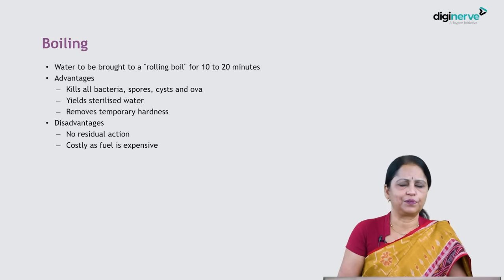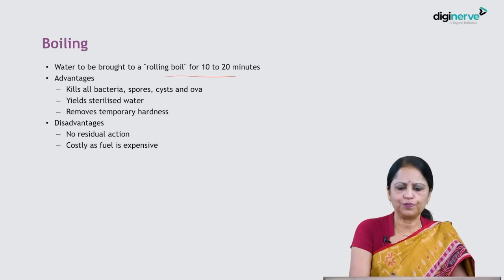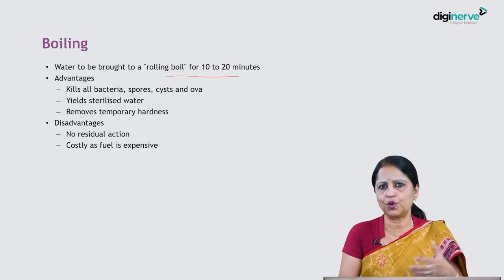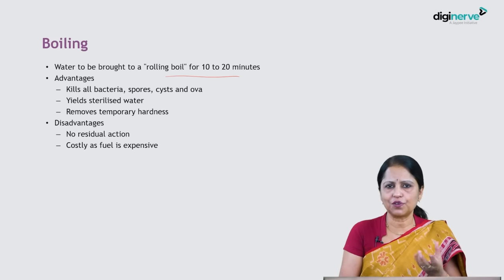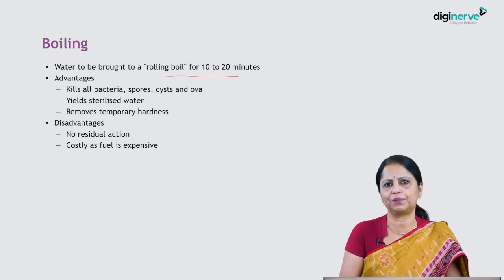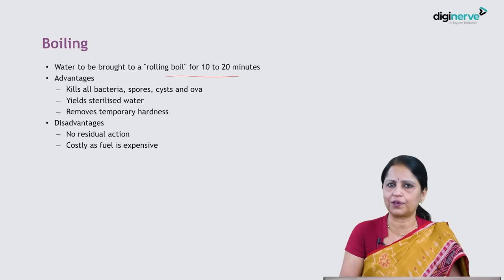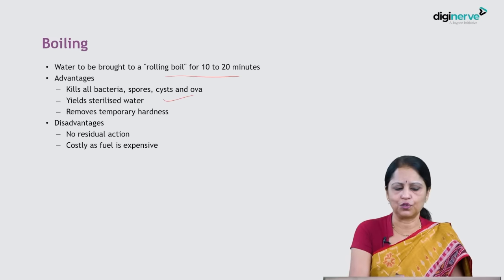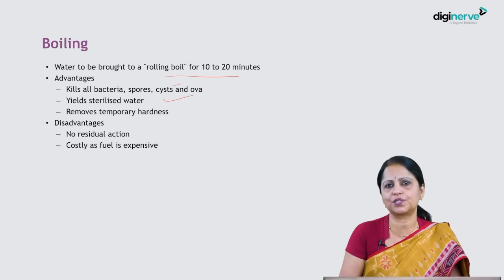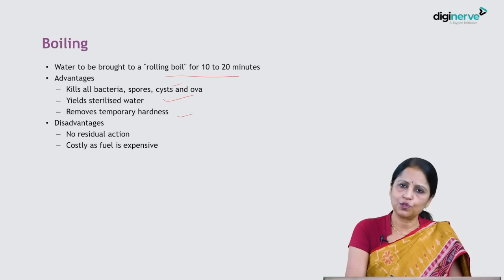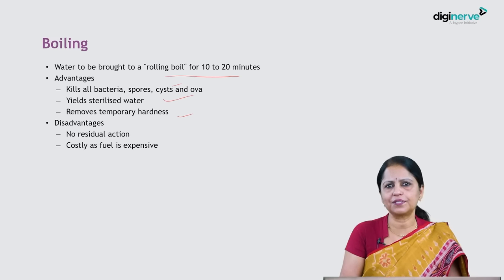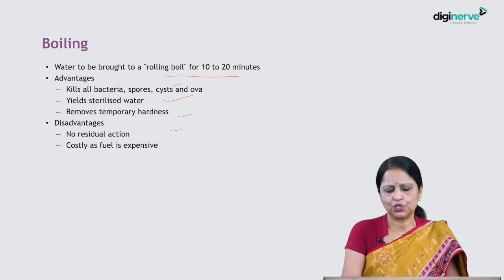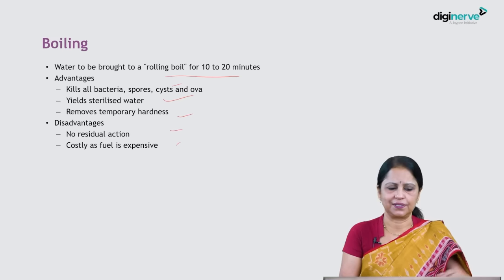So boiling is a very good method. It is the best method in fact. What needs to be done is first boil the water, bring it to a rolling boil, that means when the gases dissolved in it come out like bubbles. That rolling boil state has to be maintained for 10 to 20 minutes. This is required for killing all microbes in the water. And after that, water becomes sterilized. Very good quality water, and it even kills the spores, cysts, ova, etc. And it also removes temporary hardness. But the problem is that fuel is very expensive, so it cannot be afforded by everyone. And moreover, there is no residual action in it.